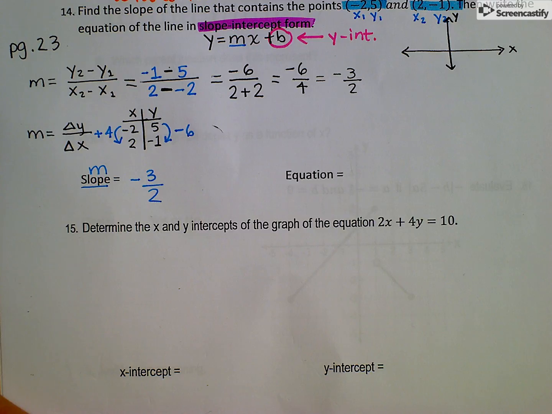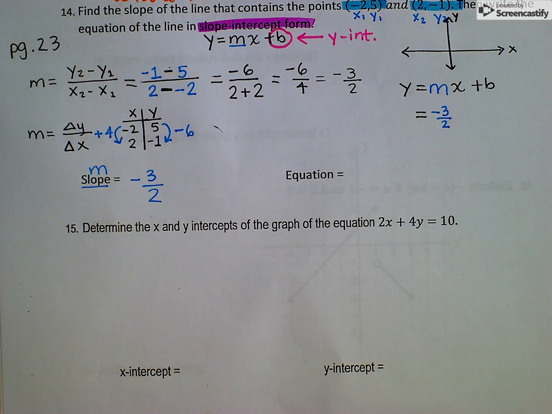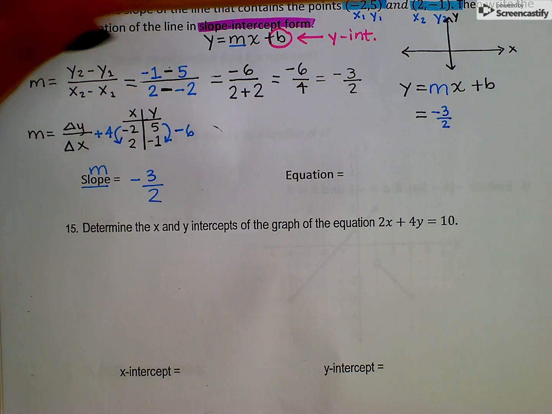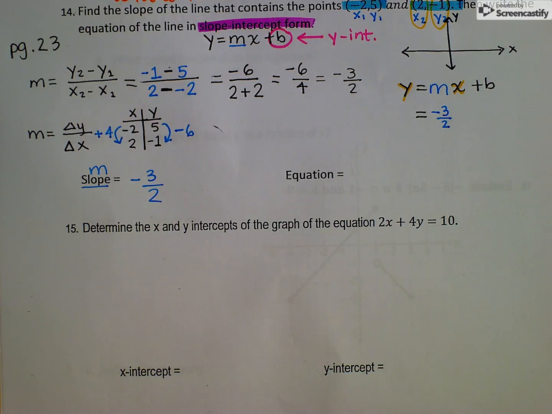I already know what my m is, so I'm going to substitute that in. Now, I don't know what my b is, but I have several x's and y's. So I'm just going to go with the smaller of these numbers and substitute in. My y value is negative 1, and my x value is 2, and bring down plus b. Let's go ahead and simplify.